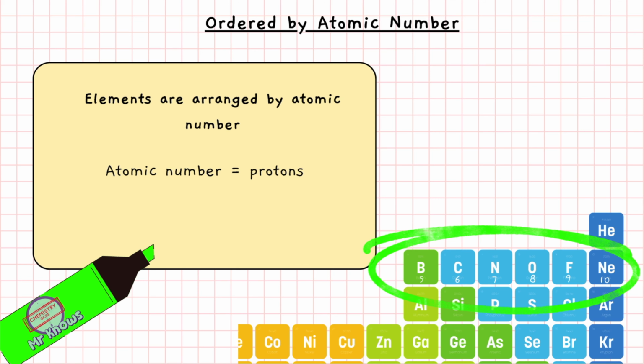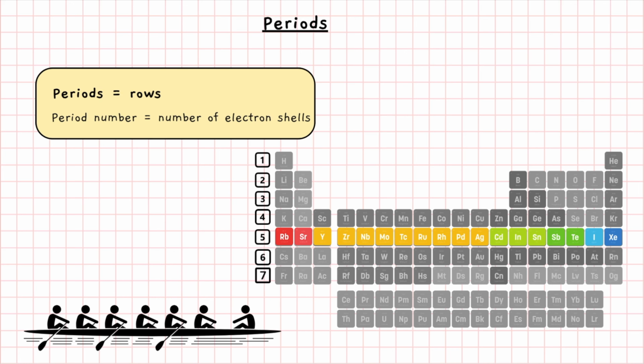As you move across the table, atomic number increases by 1 each time. Atomic number means the number of protons, so every step to the right, we're adding 1 proton, and once protons increase, electron structure changes too. Rows are called periods, and here's the key rule. The period number tells you how many electron shells the atoms have. For example, an element in period 3 would have 3 shells. So rows tell us something about shells.